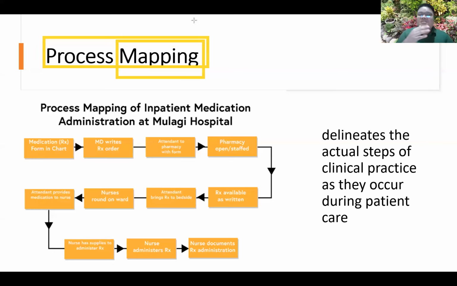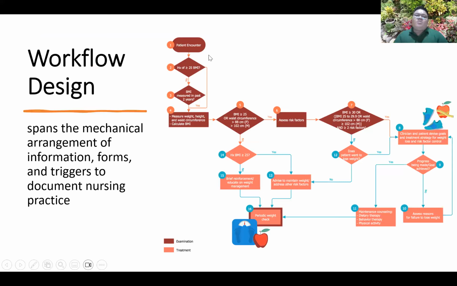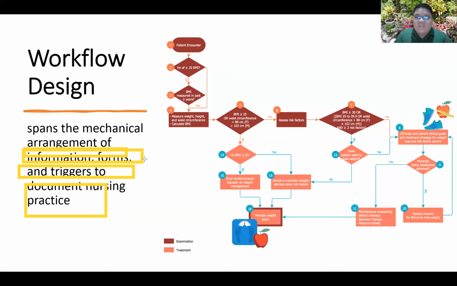In other words, if there are processes done in the hospital, it is being placed in a diagram wherein it could be easily understood by the individuals. As the definition would say, it would delineate the actual steps of clinical practice as they occur during patient care. Okay, it is talking about the actual steps as they occur during patient care. That's your process mapping. Whereas class, when I talk about workflow design, the workflow design would span the arrangement of information, forms, and triggers to document nursing practice. Okay? Class, the important words there is that it would span information, forms, and triggers to document nursing practice.